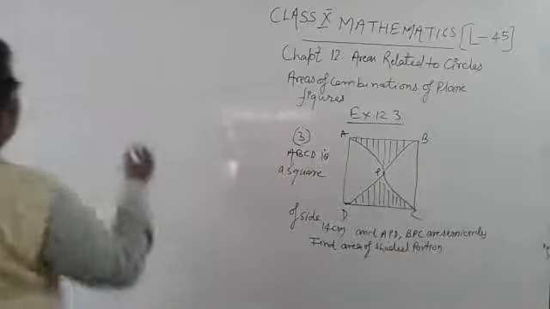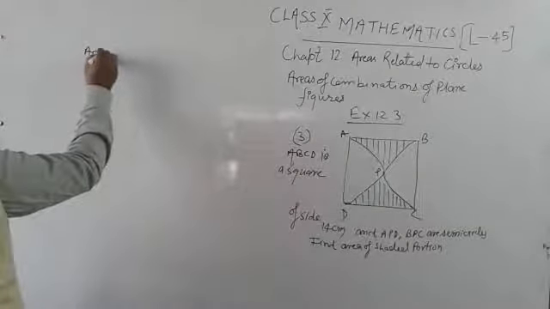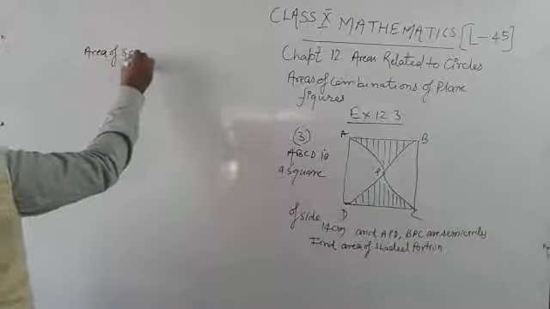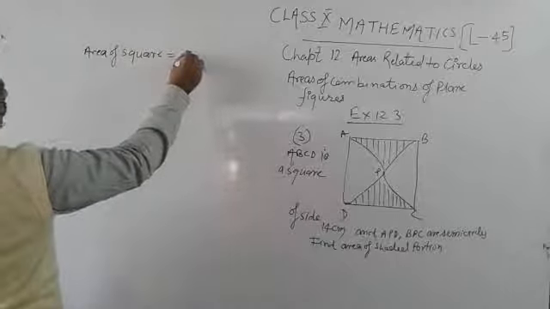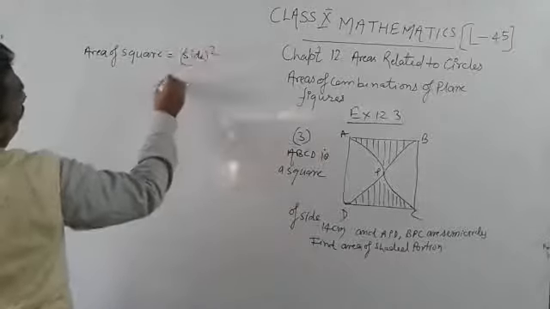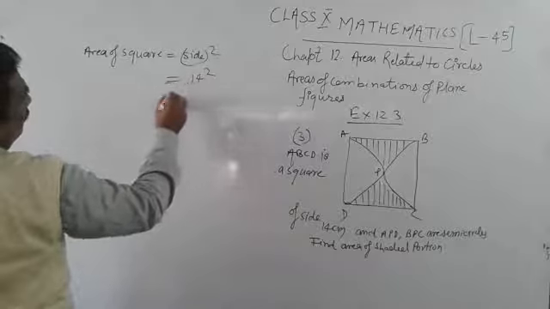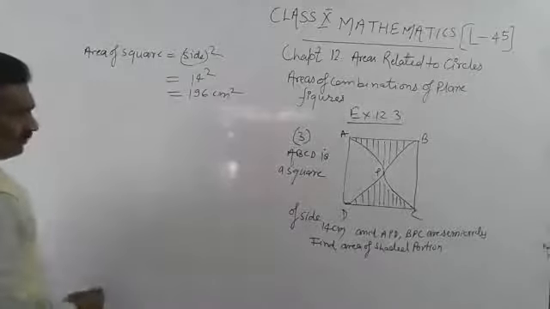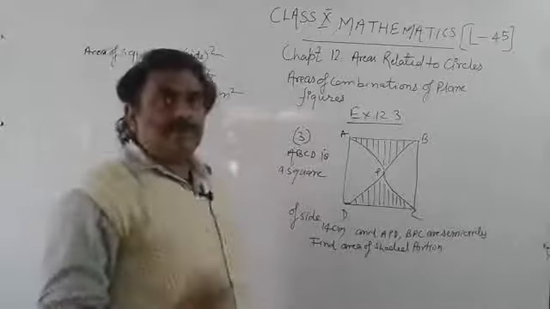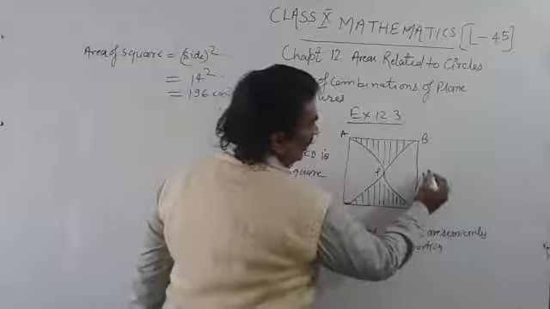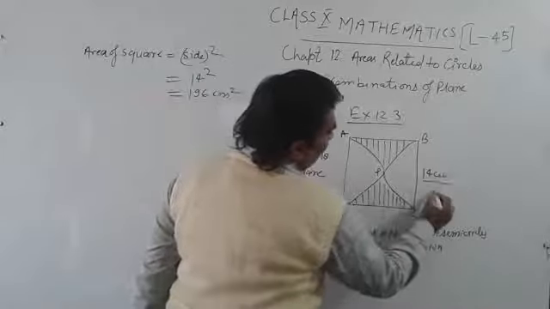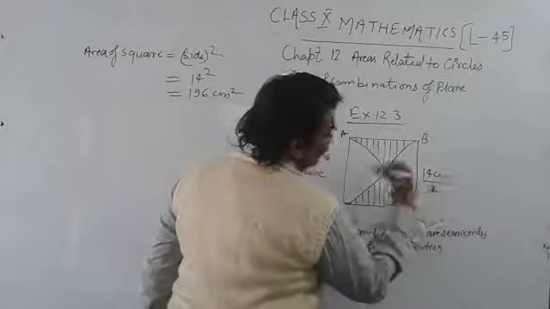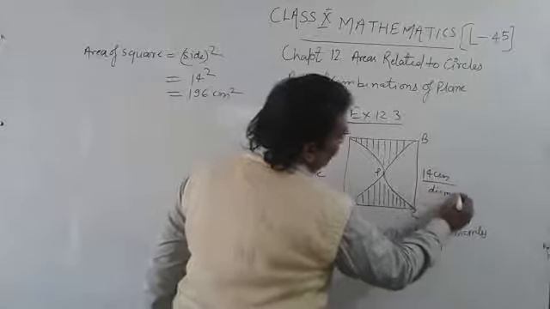So first of all we have the area of square, that is side square, means 14 square, that is 196 centimeter square. Now if the side of the square is 14 centimeter, then it means for the semicircle, it is the diameter.